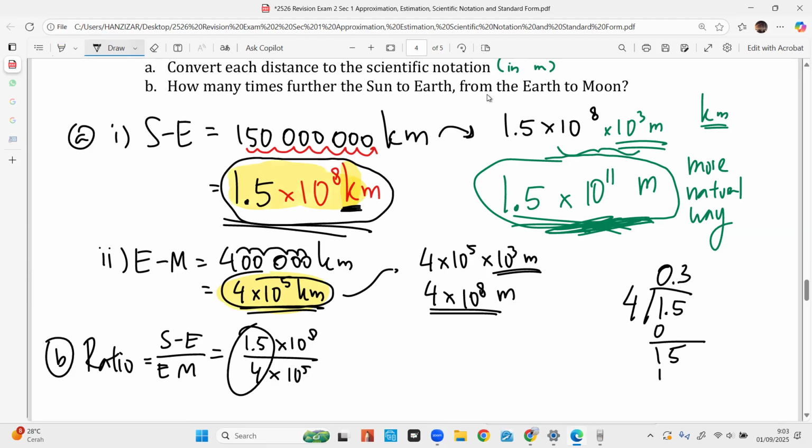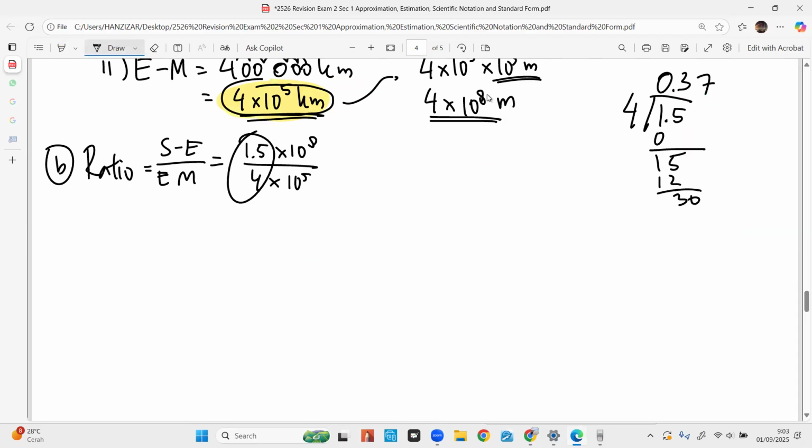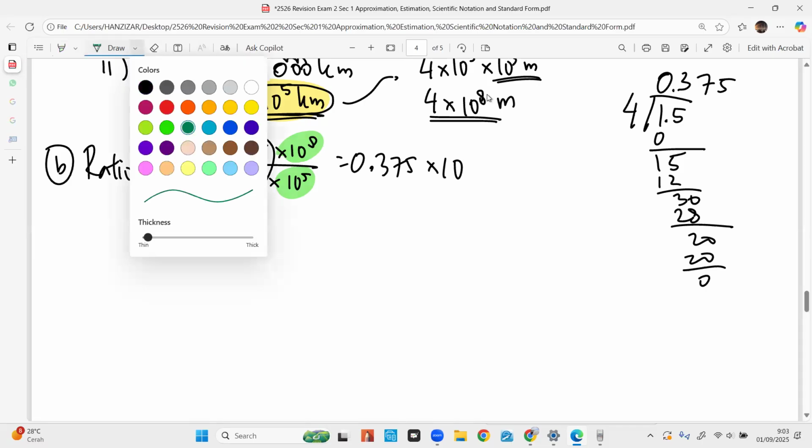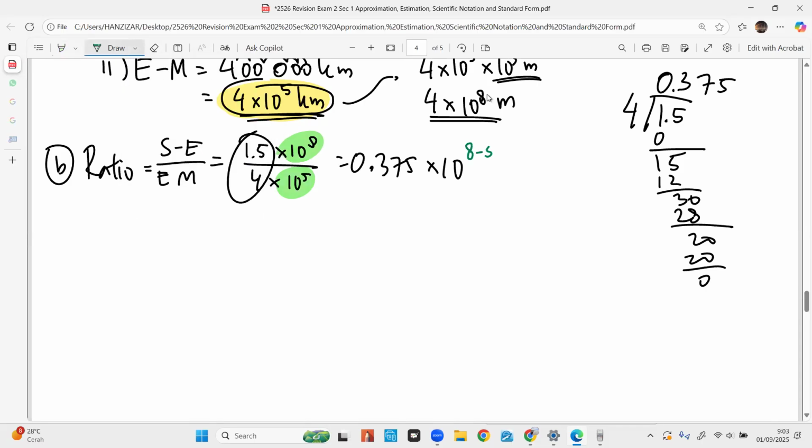15, 3, 12, 37, right? 28, 25, 20, 0. So 0.375 times 10 power. Remember, if it is divided, you just subtract the power. Okay, times 10 power 8 minus 5. And then you get 0.375 times 10 power 3.